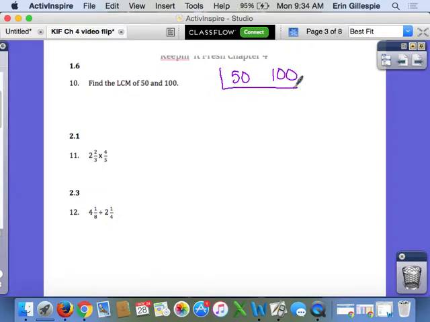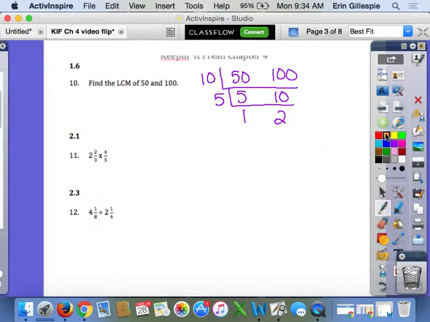Both those numbers end in 0, so if you didn't realize that you could divide them both by 50, then maybe you start with 10. 10 divides into 50 5 times and into 100 10 times. And then maybe now you realize, oh, I can divide those both by 5. 5 divides into 5 1 time and into 10 2 times. LCM, like we talked about on the last page, is the numbers on the side and the bottom multiplied together. It makes an L. So 10 times 5 times 1 times 2.